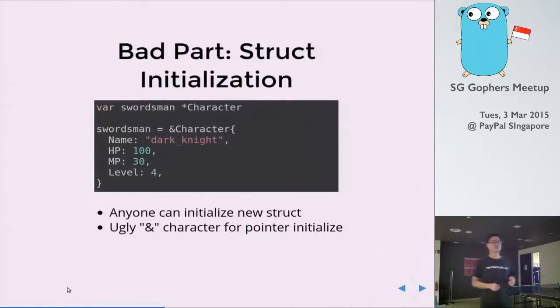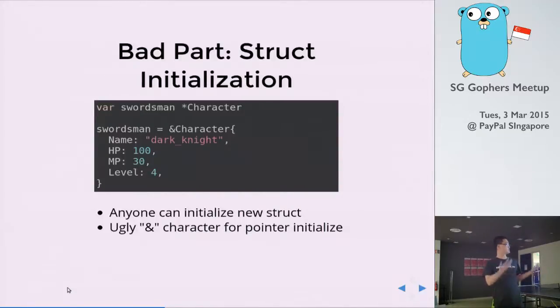But looking further into it, one of the bad parts of Go is initializing structs. After you define that you have an object that has certain characteristics, like for example here we define some character in an online game, whatever, you create a game and you want to define some character, right?